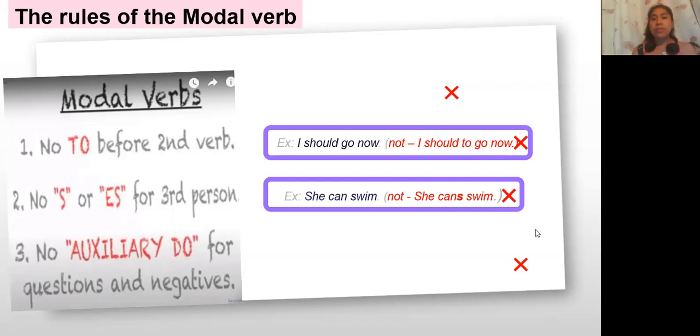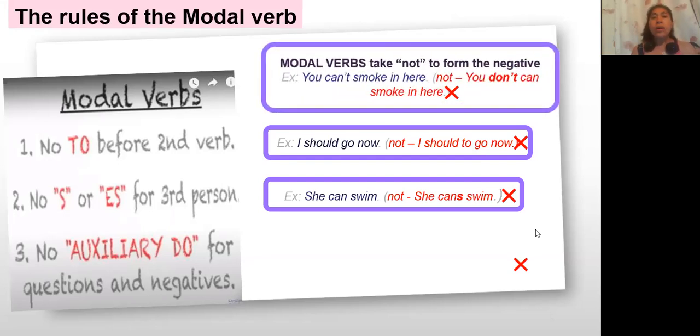So in my example, you say, I should go now. It's not correct to say, I should to go now. So remember, the expression to is not necessary with the modal verbs. We put the modal plus the other verb in simple form.